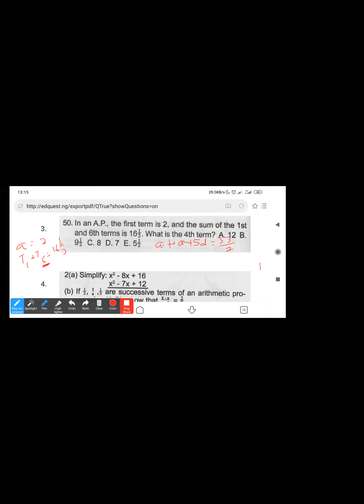So A plus A will give us 2A plus 5D equals 33 divided by 2. Now, they have given us A. A is 2. So substitute it. 2 times 2 gives us 4, plus 5D equals 33 over 2. So if you take 4 to that side, it will be this.